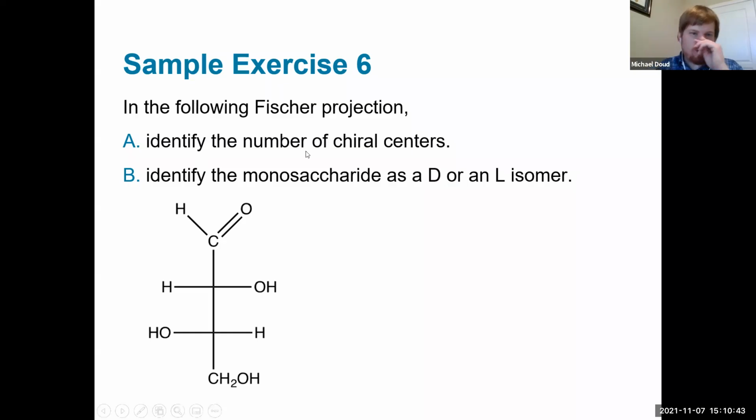Okay, let's go ahead and get started. So starting from the top, we see we have an aldehyde up here, so we know it's an aldose. And then we have 1, 2, 3, 4 carbons in a chain. So that is a tetrose. So we call it an aldotetrose.